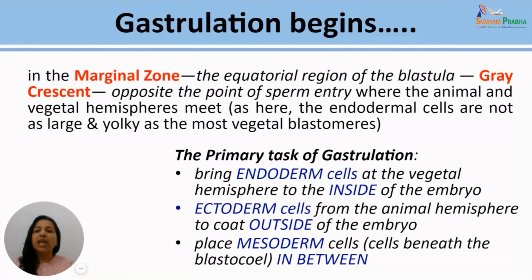It marks the point where the animal and vegetal hemispheres meet because here the endodermal cells are not as large and yolky as they are in most of the vegetal area. The primary task of gastrulation is to bring the endodermal cells at the vegetal hemisphere towards the inside of the embryo. The ectodermal cells which were present in the animal hemisphere need to coat the outside of the embryo during gastrulation, and the mesodermal cells have to be placed in between the ectoderm and the endoderm. They are predominantly the cells which will be found beneath the blastocoel.